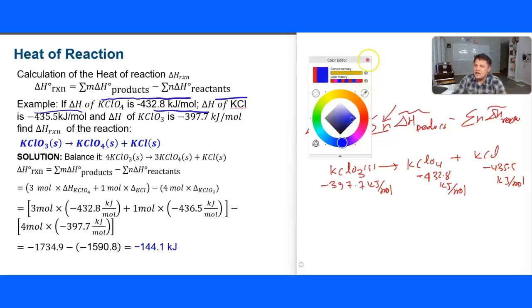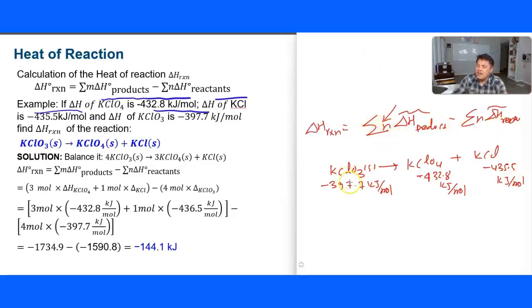So if that is given, now let's use this and find delta H of reaction. First of all, let's see that everything is balanced. K, no, it's not balanced. You have to balance that. Now let's balance that. When you balance, 4 KClO3 gives you 3 KClO4 plus KCl. This is the balanced equation.